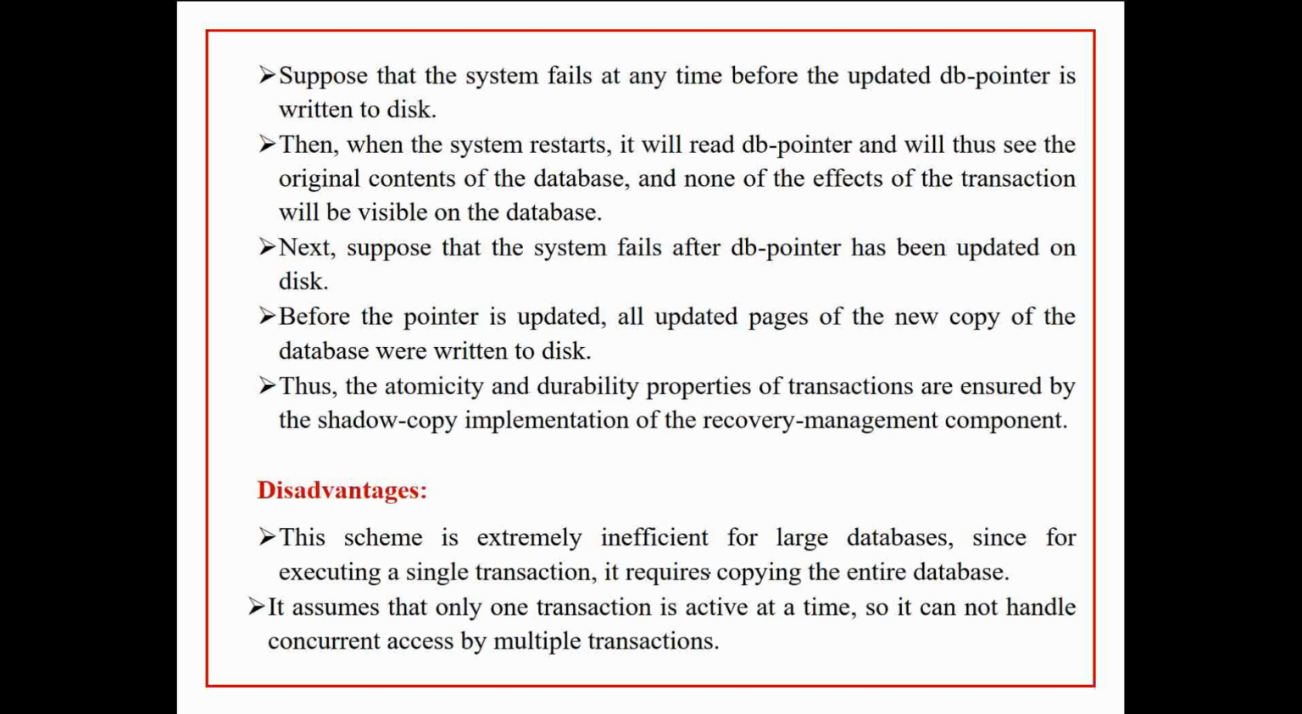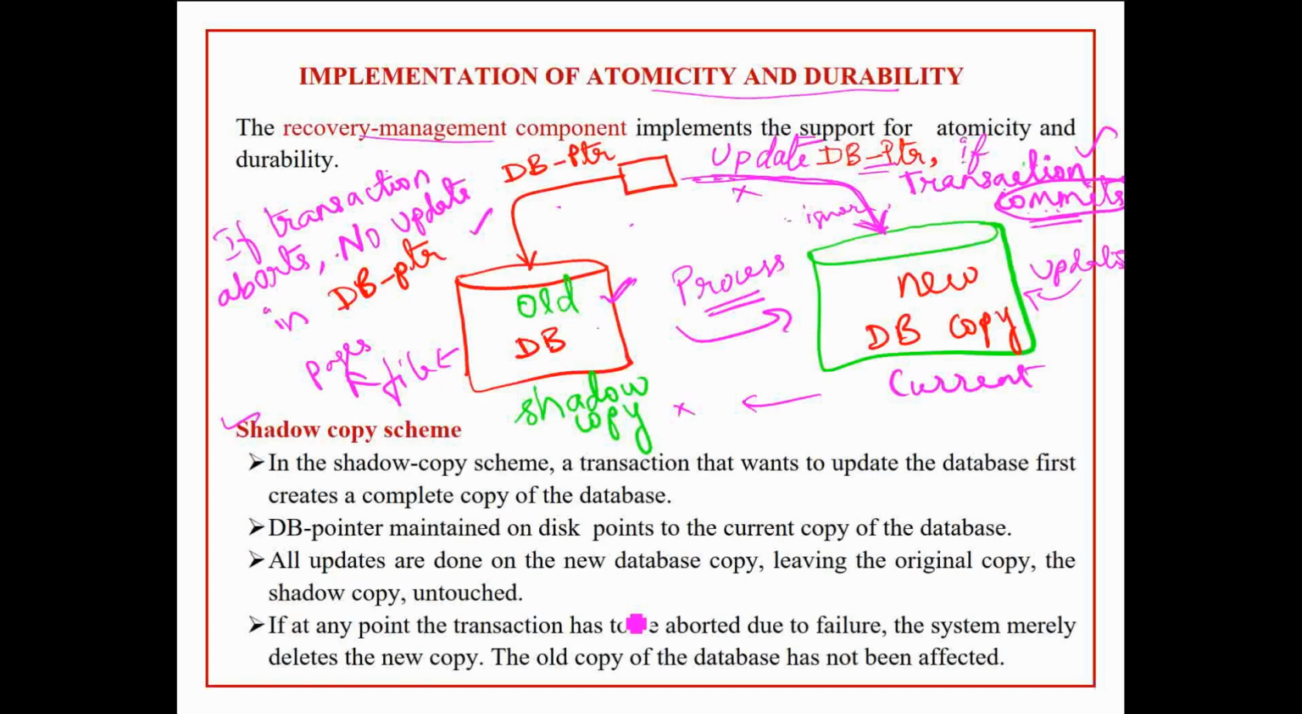So let's now discuss its disadvantages. Shadow copy scheme is extremely inefficient for large databases because for executing a single transaction, it requires copying the entire database. So, this shadow copy scheme is extremely inefficient for large databases. Also, since it assumes only one transaction is active at a time, it cannot handle concurrent access by multiple transactions in a database. So these are the few notable disadvantages of shadow copy scheme.